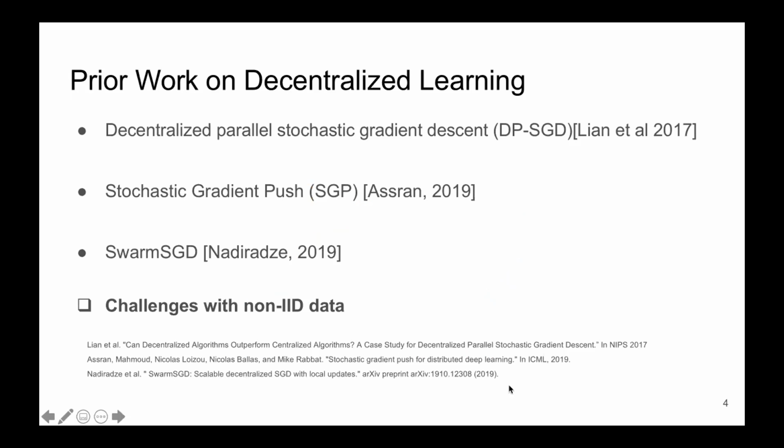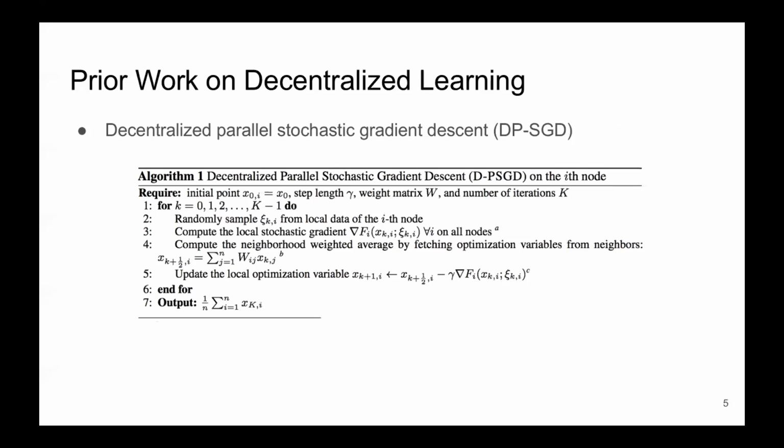There are some previous works on decentralized learning. The reason I show these algorithms here is because this paper uses these three algorithms as baselines. They include the decentralized parallel stochastic gradient descent, and also the stochastic gradient push. There is a swarm SGD also, but all these frameworks have challenges with non-IID data. We'll introduce them one by one. This is the algorithm for DPSGD, decentralized parallel SGD.